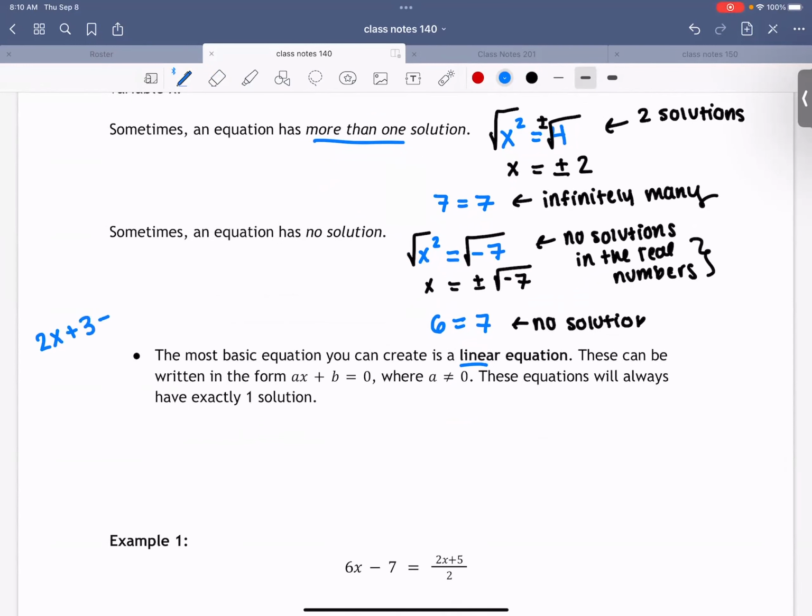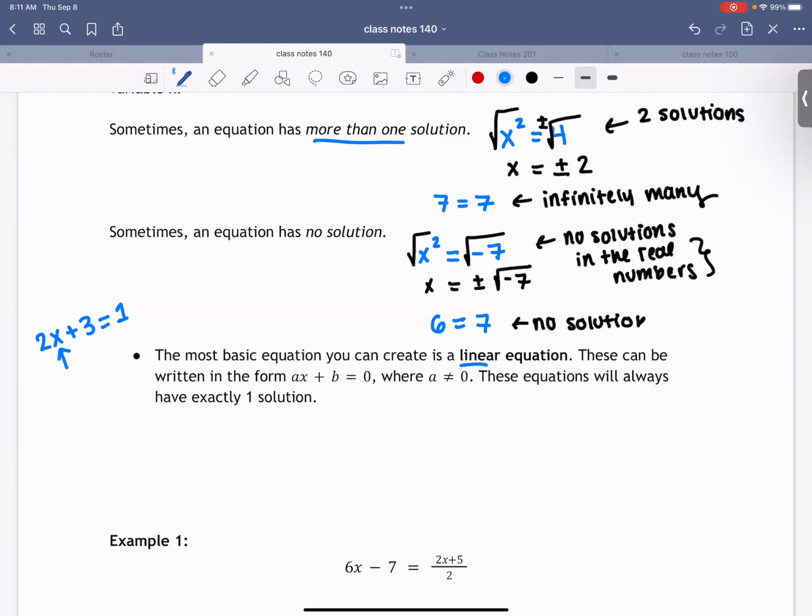Perfect. And we got to stick an equal sign, right? So equals, I don't know, 1, right? This is a linear equation because it has an x in it and it's not raised to any power. Okay, so the highest power of x is 1. If you graphed an equation that had 2 variables, it would look like a straight line.